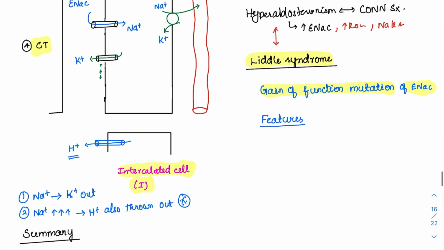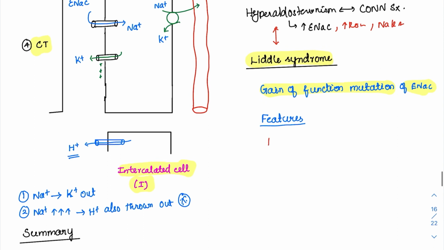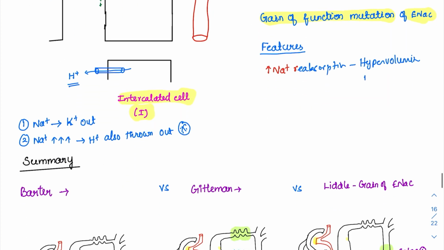So what will be the features of Liddle syndrome? First thing is sodium reabsorption is more. There is an increase in sodium reabsorption, so this will cause hypervolemia. Out of these three, only hypervolemia is present here. Then it can also cause hypertension in the patient. Then another thing that will happen: whenever sodium is reabsorbed, I told you potassium is thrown out. So it will form hypokalemia.